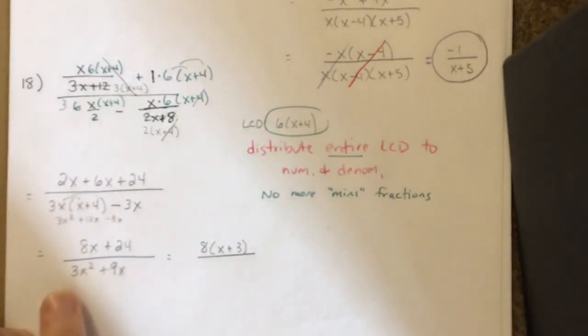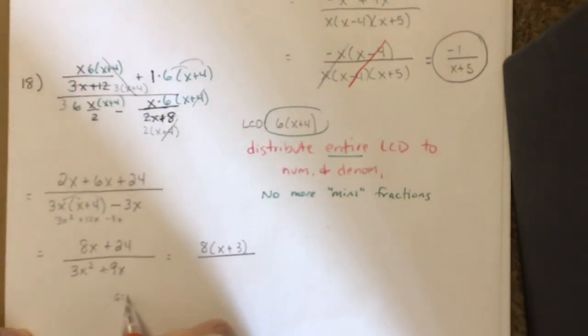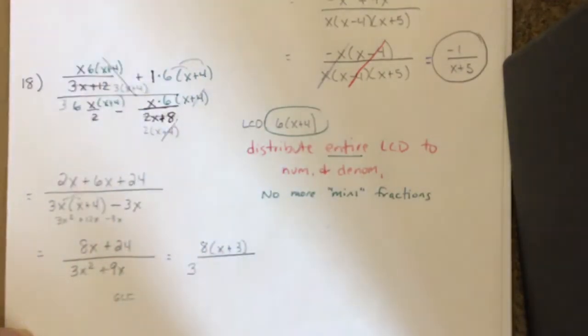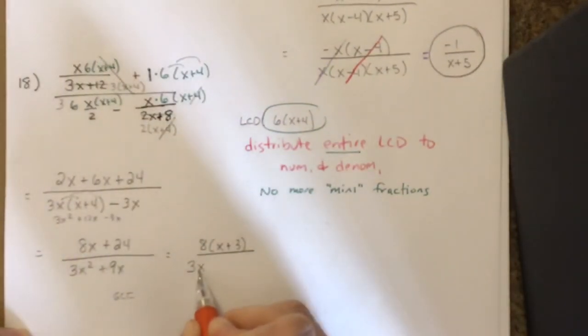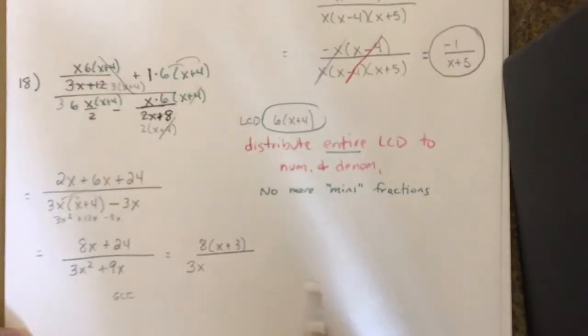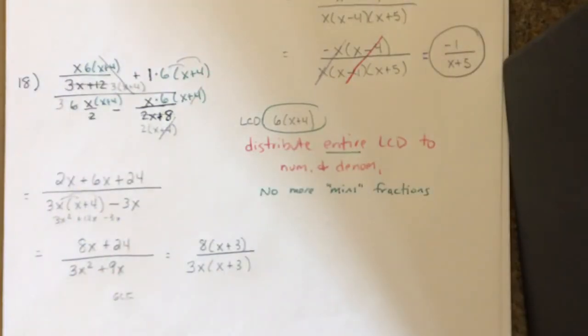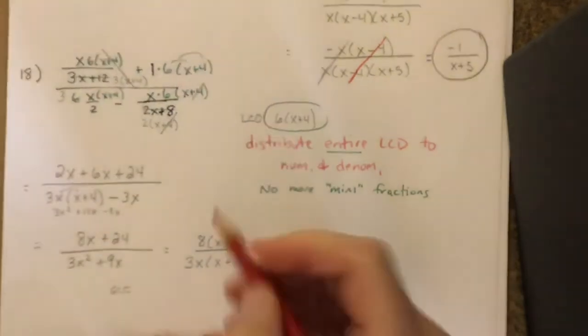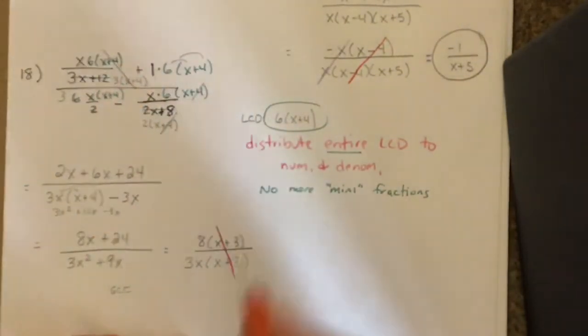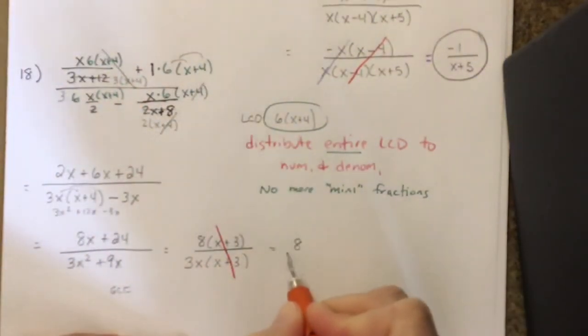Now how about down in the denominator? The LCD, I'm sorry, the GCF, we're looking for a GCF. It's a 3, and what else? X. Then you're left with x plus 3. All right, so now what? What can we do? We can cancel the x plus 3's. And our final answer is 8 over 3x.